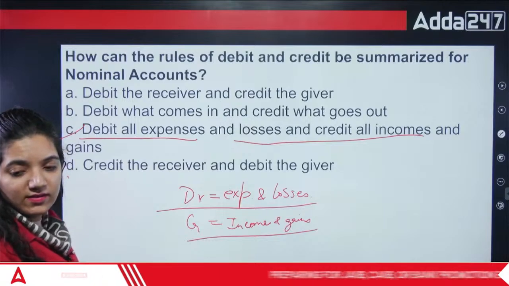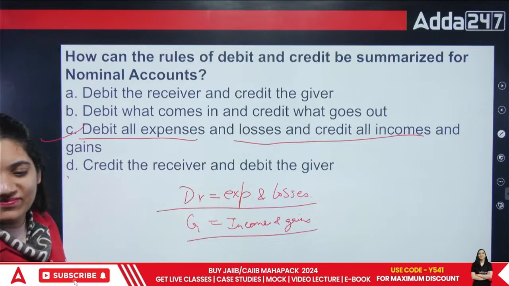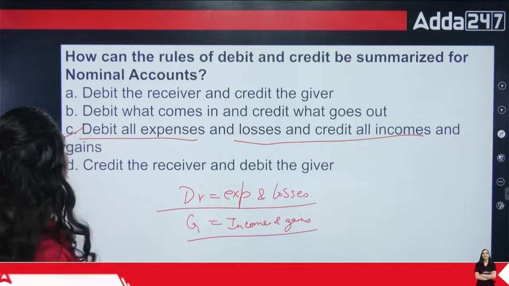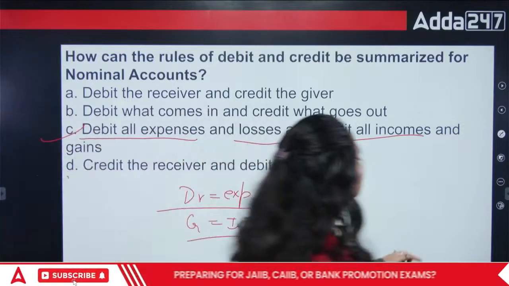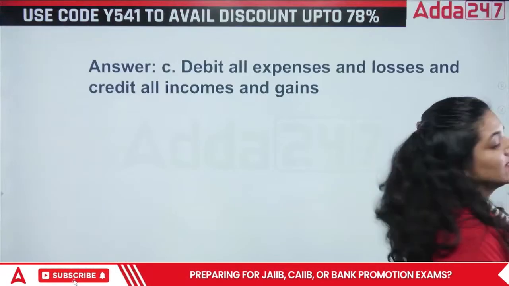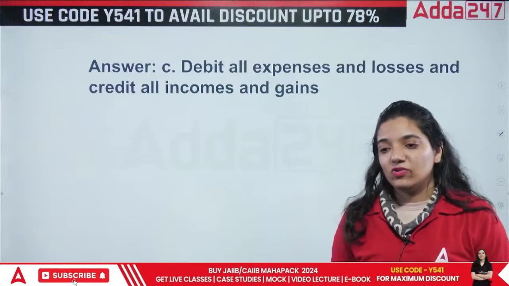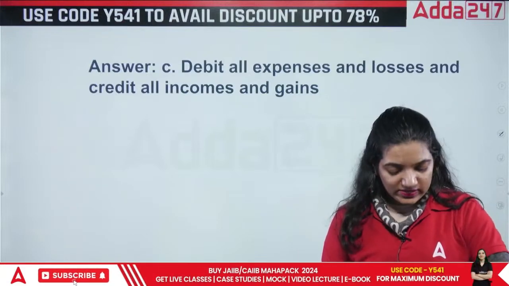Okay? Done everyone? Let's go. Then what is the answer in this case? The answer is debit all the expenses and losses and credit all the incomes and gains.